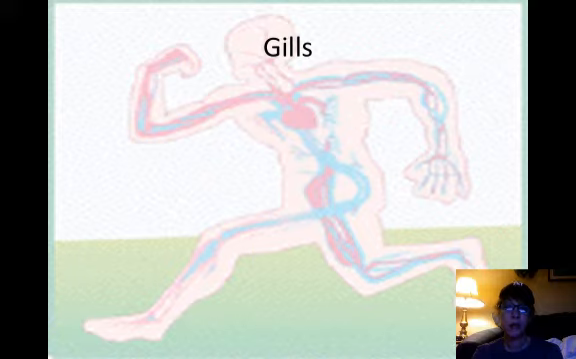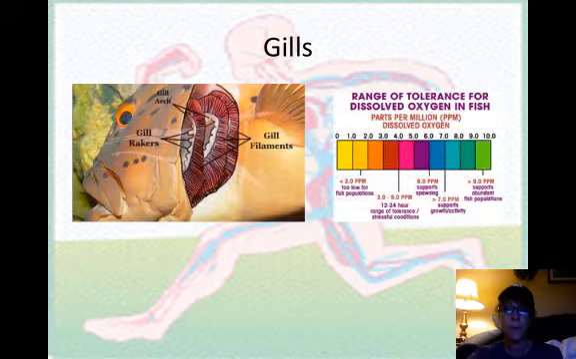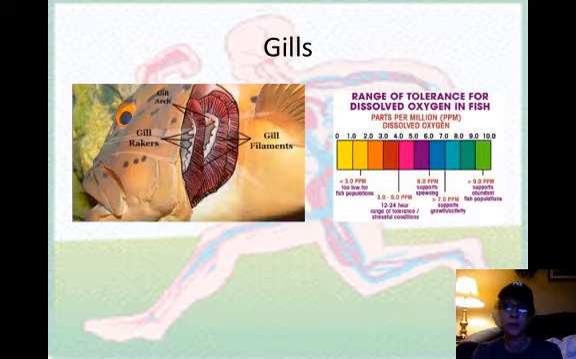Gills are outfoldings of the body surface suspended in water. Oxygen concentrations in water are low. Warmer and saltier water hold less dissolved oxygen. Therefore, gills must be very efficient. Ventilation is the increased flow of respiratory medium over respiratory surface.